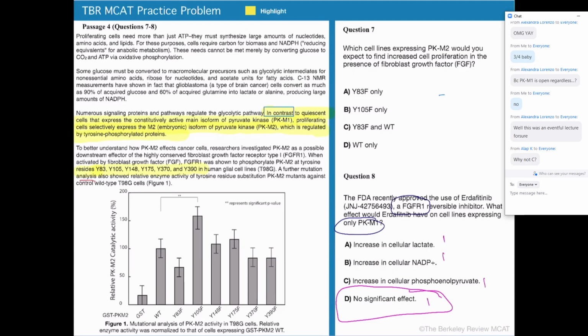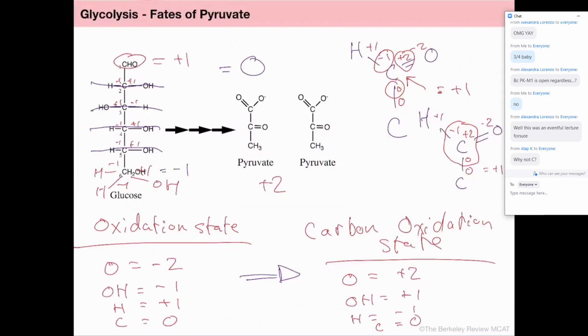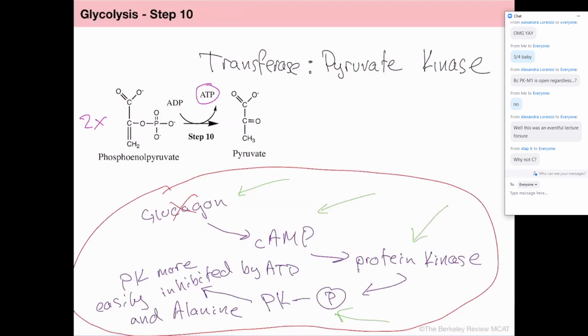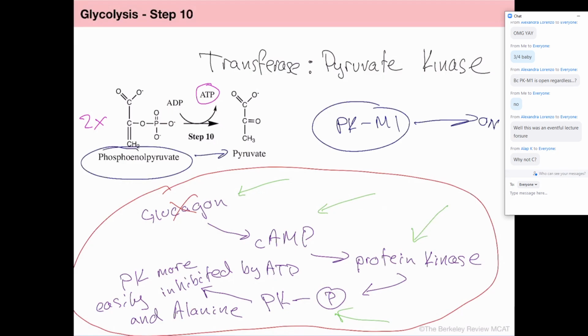Okay, why not C? Good question. Increase in cellular phosphoenolpyruvate. So let's go back up to here, here's pyruvate kinase right here. Would we get an increase of this? We're talking about PKM1 right now, which is always on. Remember, this is always on. So we're taking PEP and turning it into pyruvate all the time. So I don't think this drug is going to stop that. I think that this very unstable high-energy molecule is still going to be getting turned into pyruvate.